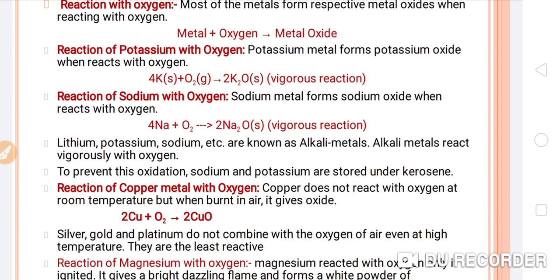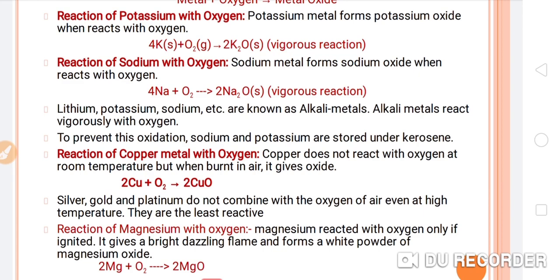We place lithium, sodium and potassium inside kerosene oil. Why? Because of their reactivity, and if there is no oxygen supply, they will not react. Is it clear? Due to the reactivity of sodium, potassium and lithium, we have to store all these metals inside kerosene oil.